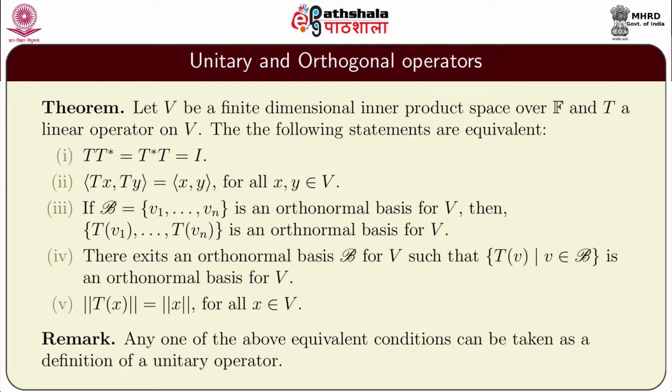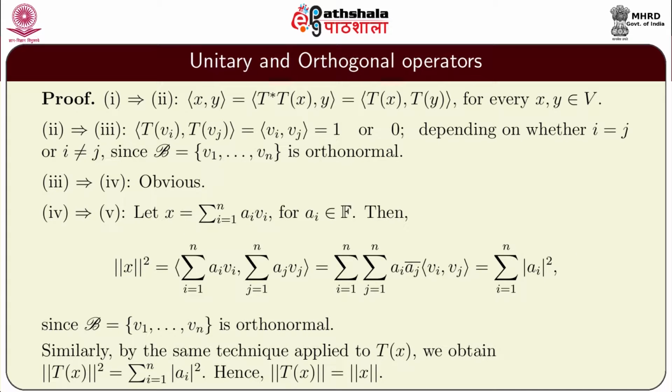So, you can see that if we prove the equivalence of all these statements, then any one of these can be used as a definition of a unitary operator. Proof: 1 implies 2, inner product x comma y is equal to inner product T star T x comma y, and that is equal to inner product Tx comma Ty for every x, y in V. This shows that T preserves the inner product on the inner product space V.